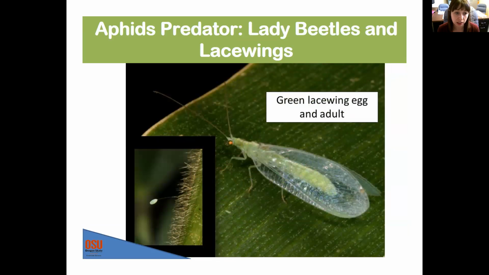And then this is an adult lacewing. These are really commonly mistaken for a pest insect, but they are actually a predatory insect. They will feed on aphids. And their eggs are so difficult to see. As you can see, that's a microscopic image there. But the lacewings themselves are very small, but you can see them with your eye.